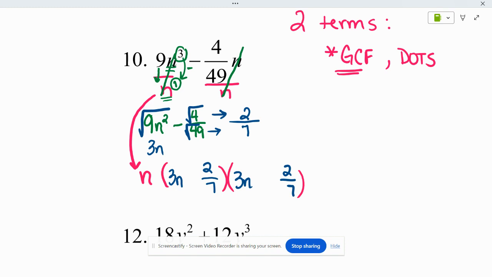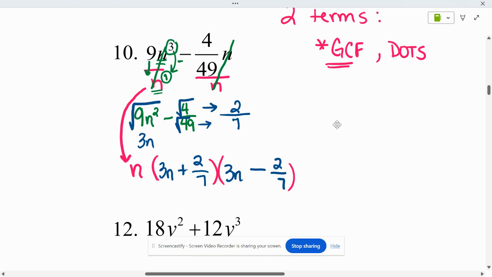Now what? Plus and a minus. Good job. Plus and a minus. And that's it. That was a tough one. We haven't worked with fractions, right? Because we typically don't factor with fractions. Okay. I think I told you I was going to do number 12 with you, right? Okay.